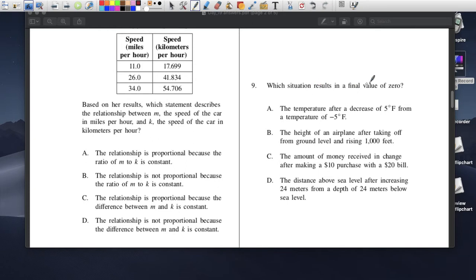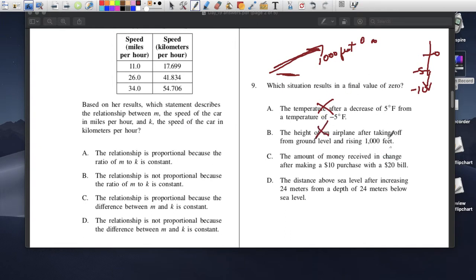Which results in a value of 0. So if the temperature after a decrease of 5 from a temperature of -5. So if this is 0 and you're at -5 and it goes down, are you at 0? No, garbage. The height of the airplane after taking off from the ground level and rising. So here is the ground level. Here's your airplane going up. After taking off, the airplane went 1,000 feet up in the air. Is it a 0? No, that's garbage.